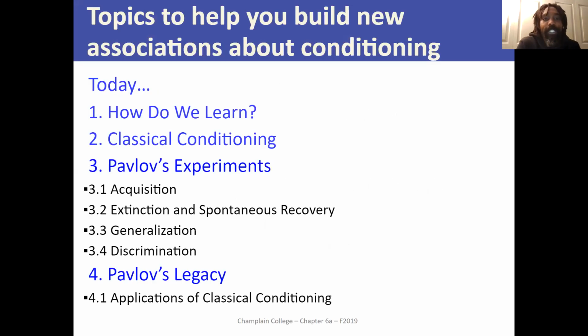So, topics to help you build new associations about conditioning. Today, what are we going to cover? How do we learn? Concepts of classical conditioning. Pavlov's famous experiment, which serves as the basis for classical conditioning in terms of explaining it. Then, as we mentioned, the terms underneath that: acquisition, extinction, and spontaneous recovery, generalization, and discrimination. We've covered about half of those briefly at the start of this lecture, and we'll get into them in more depth. Followed by Pavlov's legacy and applications of classical conditioning.